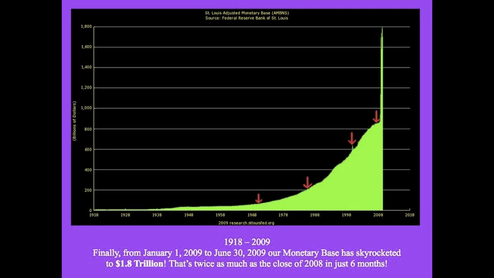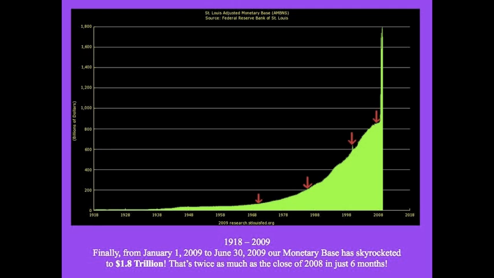Let's take a look at 2009. Once again, the first red arrow is 1971, the second, 1987, the third, Y2K, and the fourth, December 31st of 2008, when we had about $850 billion in currency in circulation. In 2009, we passed a stimulus package which cost a lot of money, and the Federal Reserve continued to print more dollars. This time they doubled our monetary base to $1.8 trillion in only 6 months. Also note that since 2000, they once again have tripled our monetary base, only this time in 9 years.